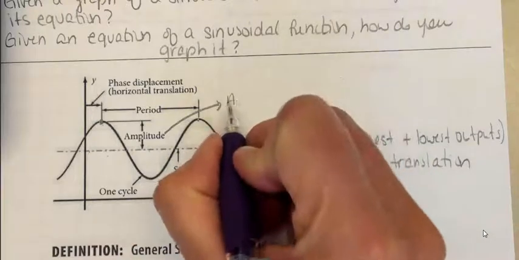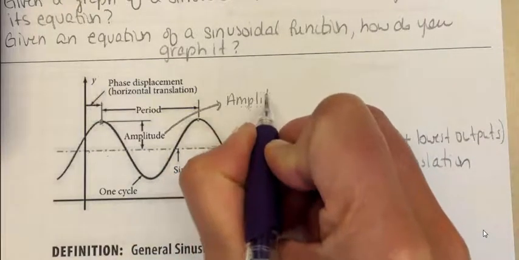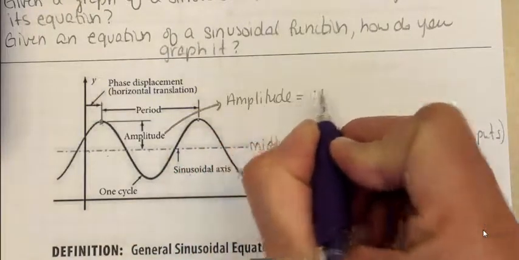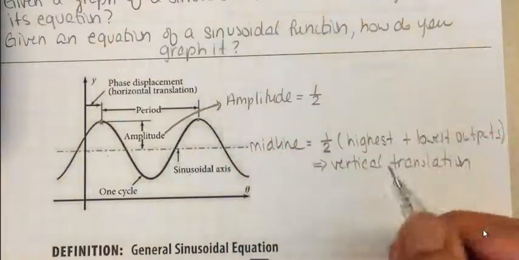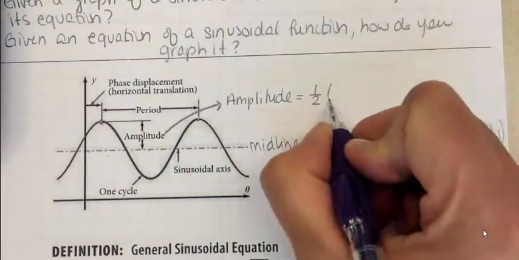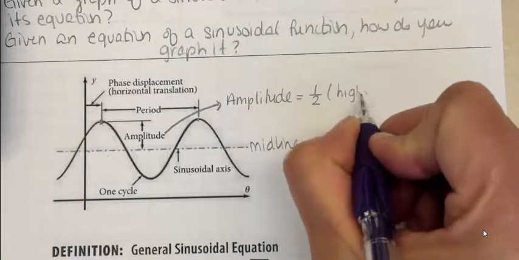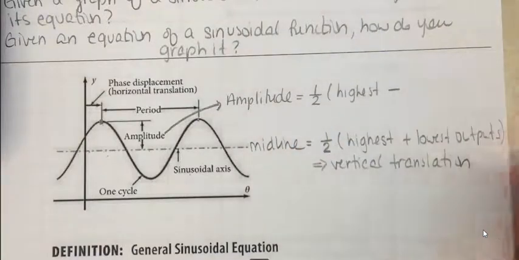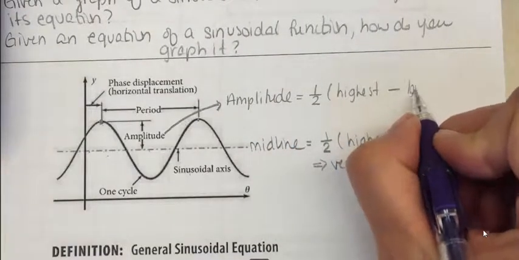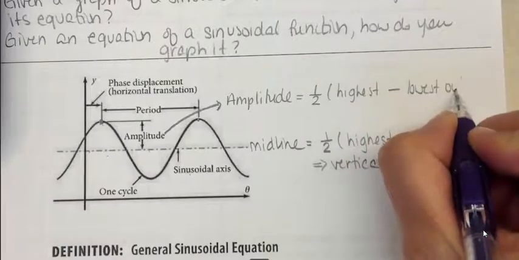So amplitude is really half of the distance from the highest and lowest outputs. So half of the highest minus the lowest outputs.